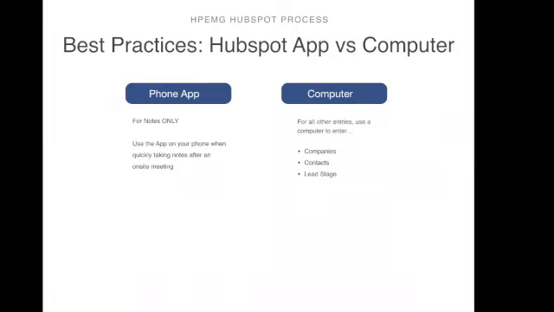All right, best practices. I know that a lot of you are on your feet all day. It's really easy to pull out your HubSpot app on your phone, and I think that's probably where we're seeing a lot of the discrepancies on the information here. So when do we use a phone app? When do we use our computer browser? Phone app for notes only on the fly.